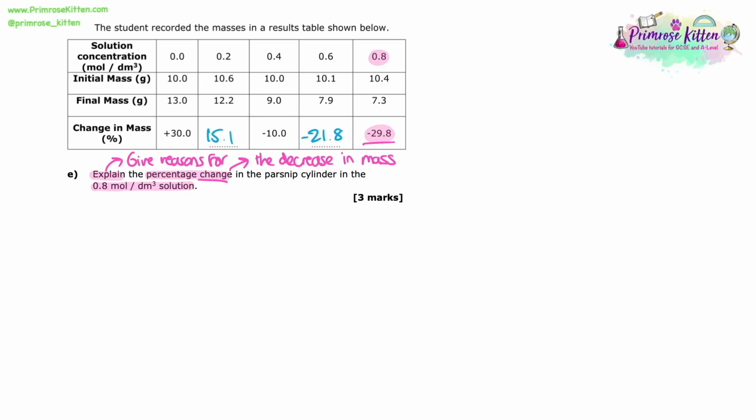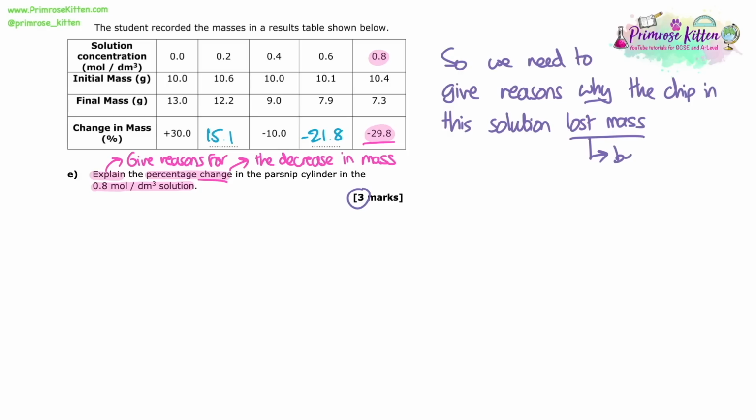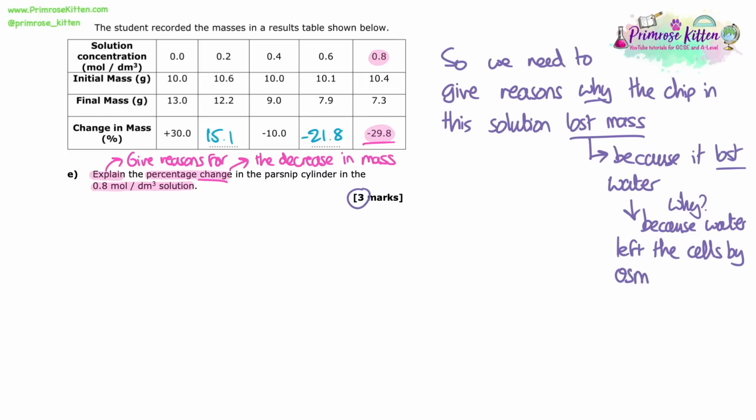What are the reasons? There are 3 marks on offer here, which seems quite a lot, but that's because this explanation can take a few stages. So give reasons why the chip lost mass. Why did it lose mass? Well, because it lost water. Why did it lose water? Well, because the water moved out of the cells in the chip by osmosis. It's really, really important, because at no point in this question have they mentioned the word osmosis. You have to know this is about osmosis, and this is the osmosis practical, and you should be using this key word in your answers.